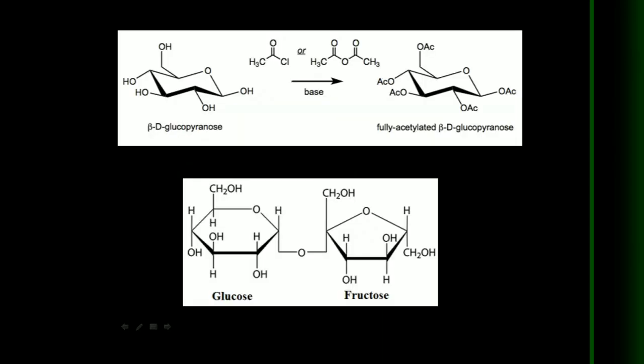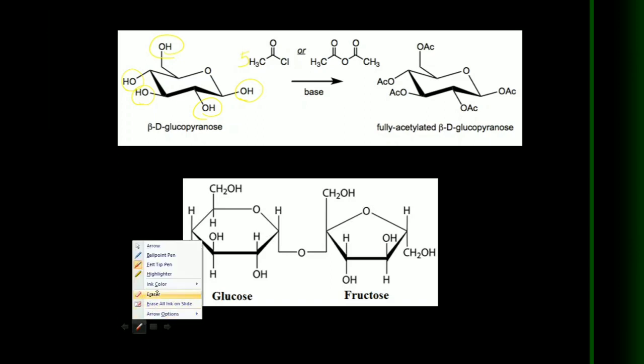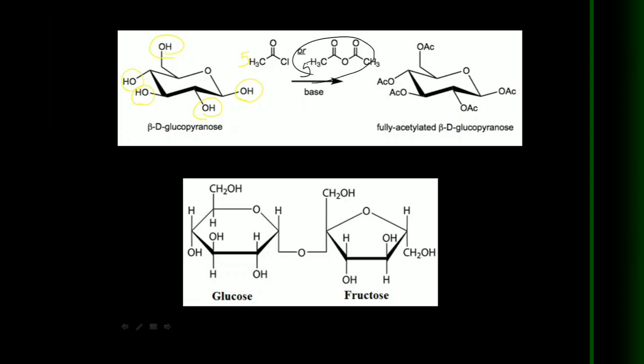That's it. Now here, the glucose. Glucose has 5 OH groups. Because of these 5 OH groups, 5 moles of acetic anhydride or 5 moles of acetyl chloride are consumed. So it is a penta-acylated derivative, OAc, OAc, 1, 2, 3, 4, 5.